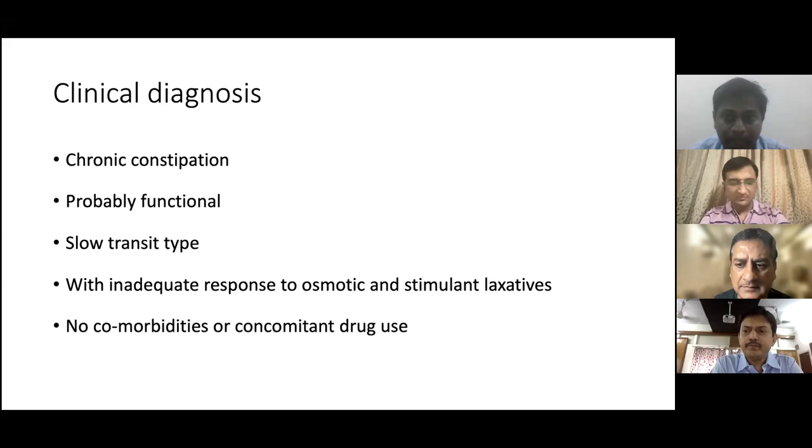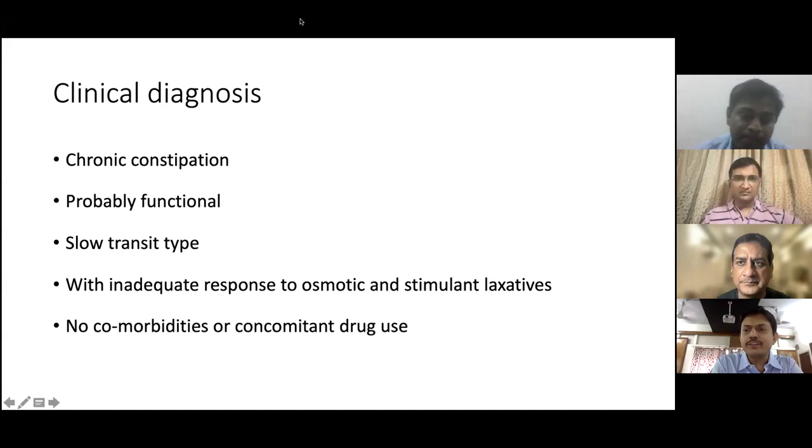So I think what you're trying to say, Nicholas, is that because there's no urge for defecation and he passes stool once a week or less than once a week, and also there are no features of dyssynergic defecation, all that put together, you are favoring a diagnosis of slow transit constipation. Is that what you're saying? Yes. Dr. Govind, sir, you want to ask him something at this stage?